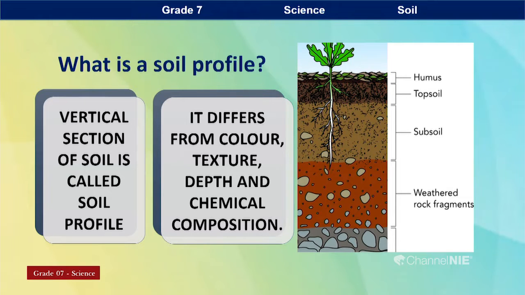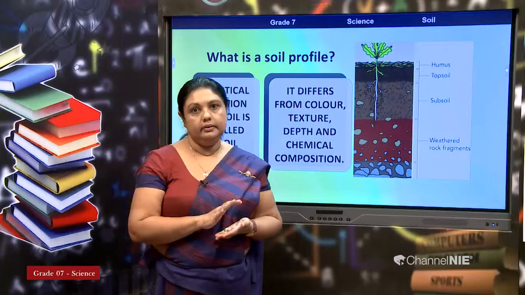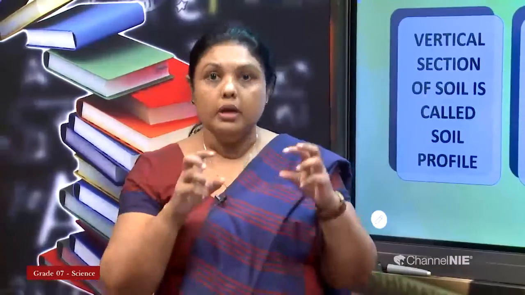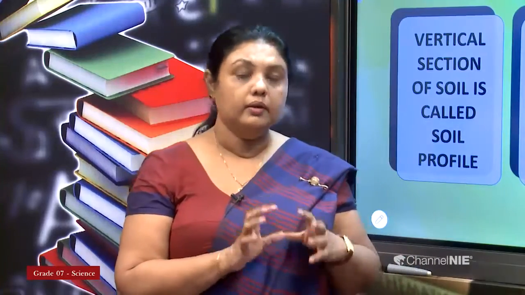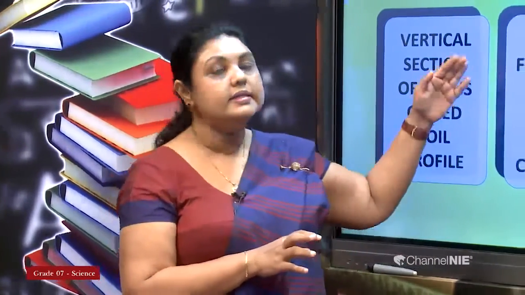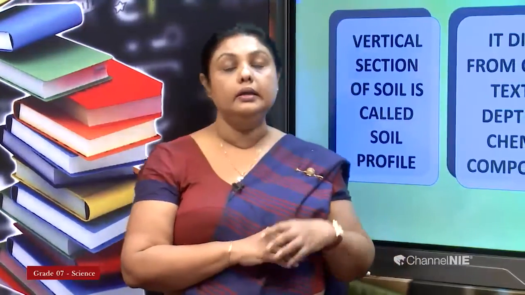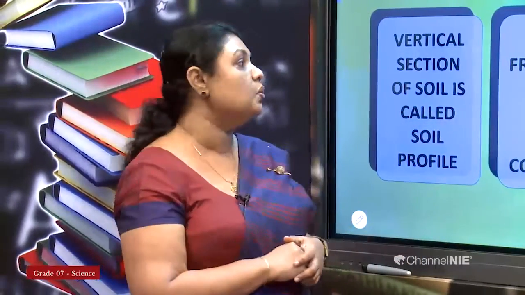Now, we see how it differs. As I told you earlier: color, texture, depth, chemical composition. Color you know, by looking at that you can see the different colors in different parts. Texture means, of course, you have to touch and see. Then chemical composition. With the standard knowledge you can find out what the main chemicals found in this are. So, it was found already that these different parts have different chemical composition as well.